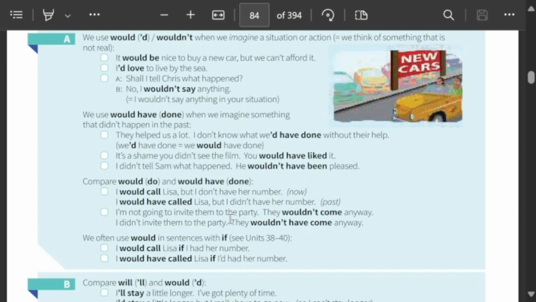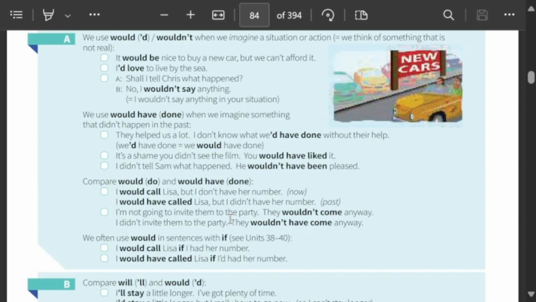So if it's just would, you can put apostrophe d. But if it's negative, then you have to put the whole thing. Wouldn't. Okay? Would not. Okay.